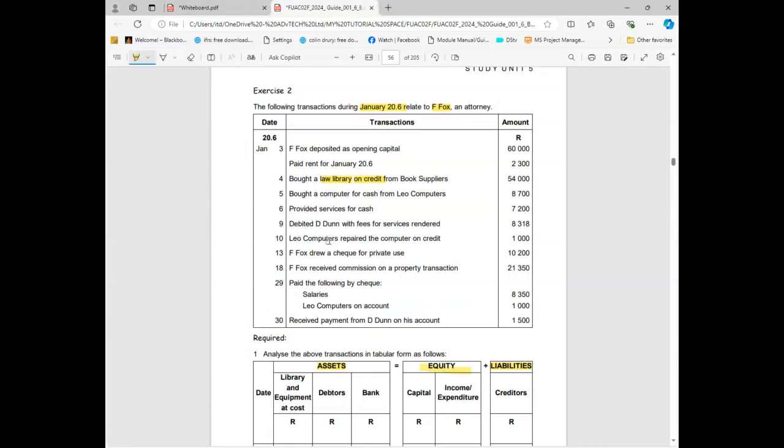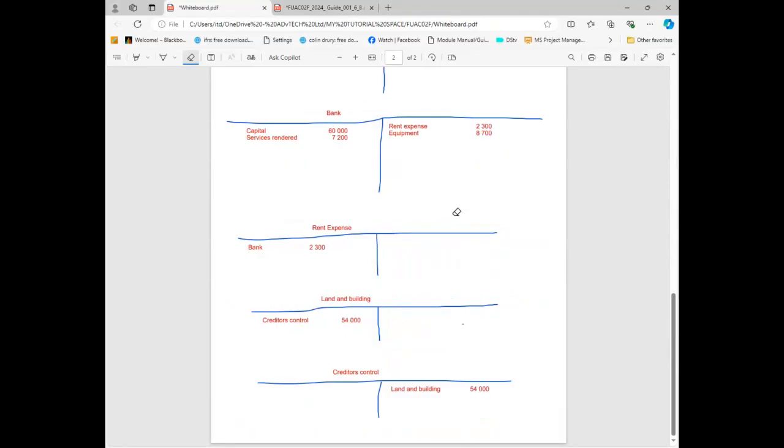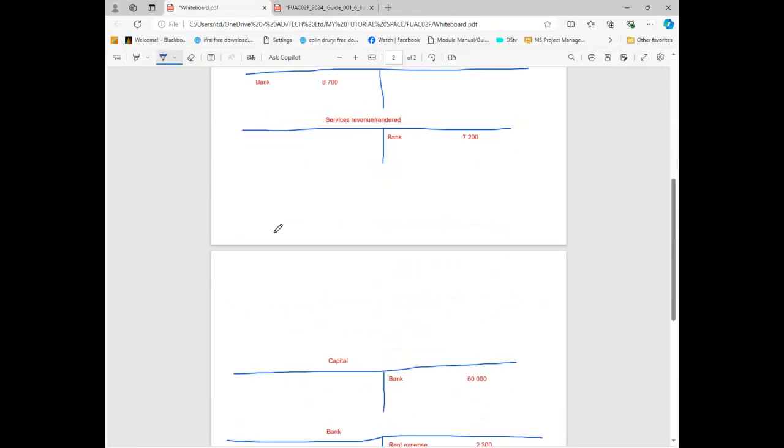The 9th, they say debited D done for fees for services rendered. So 2 accounts. Debtors control, sir. Debtors control, I agree. And would it still be services rendered or service revenue? You are correct. Okay. Yes. This is going to be debtors control.